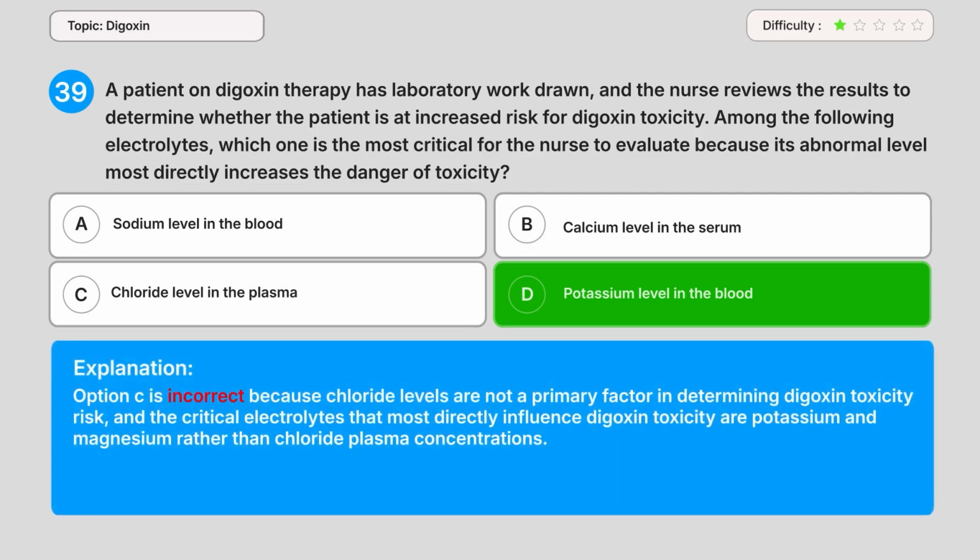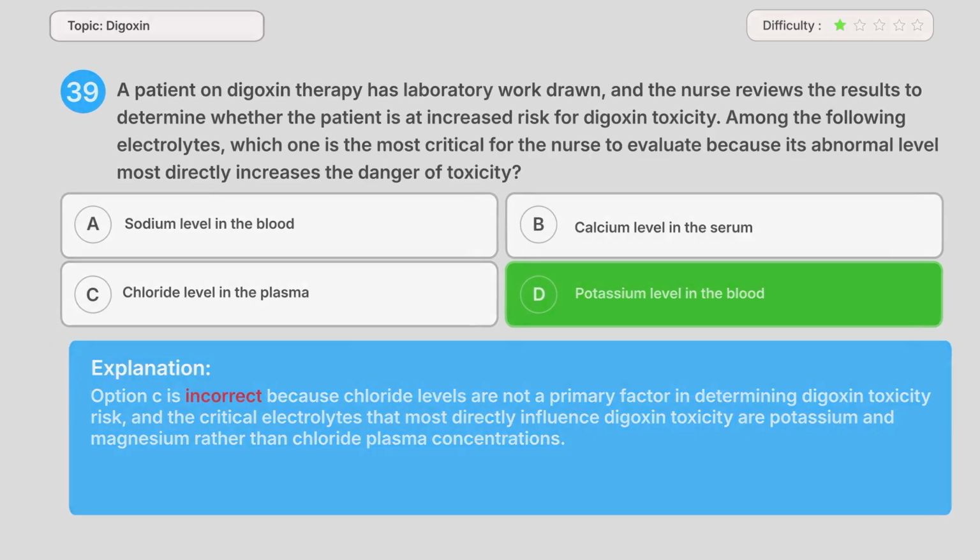Option C is incorrect because chloride levels are not a primary factor in determining digoxin toxicity risk, and the critical electrolytes that most directly influence digoxin toxicity are potassium and magnesium, rather than chloride plasma concentrations.